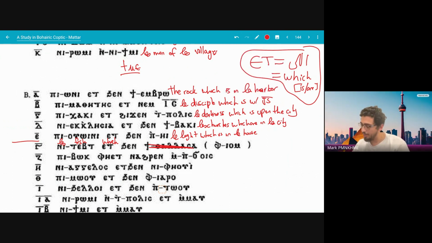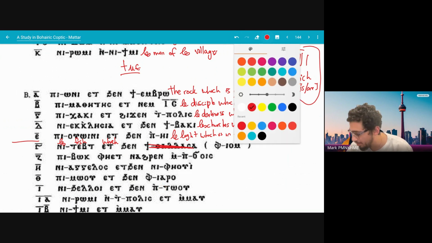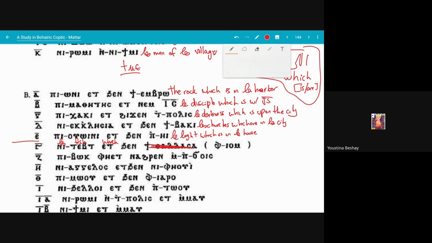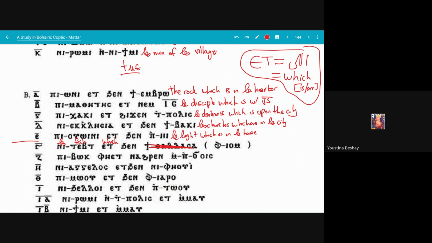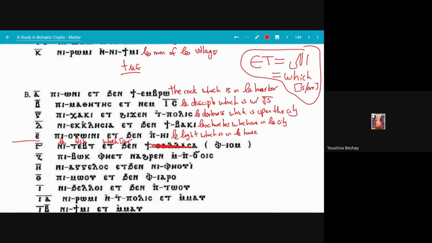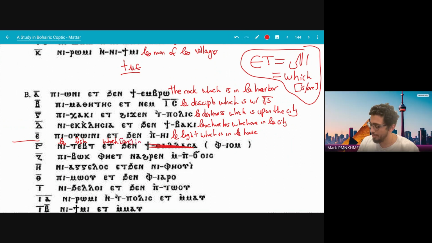Amazing. Okay. So you said the fish which is? Which is in the sea. Would it be which is or which are? Let me just check. I think it's R. Which R? Yes. Are in the sea. Okay. All right. Next one. Yeah, let's do it one by one.